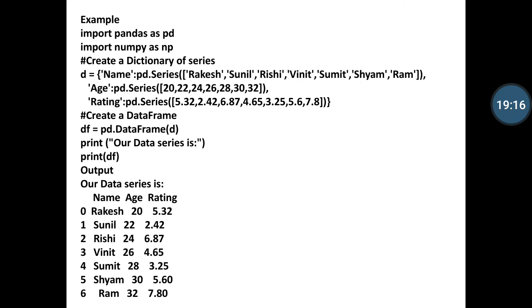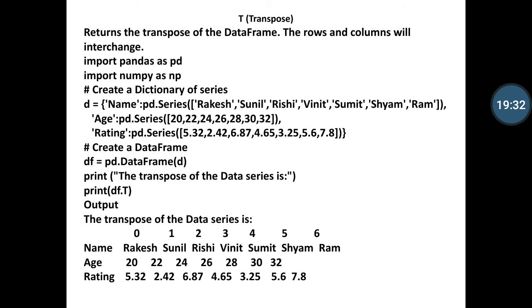You can notice that as per the keys of the dictionary, name, age and rating, it executes in a tabular form as an output. Then I use the transpose option of the data frame. Basically it transposes the data frame, the row and column are interchanged. The transpose option is used to convert rows into columns and columns into rows.